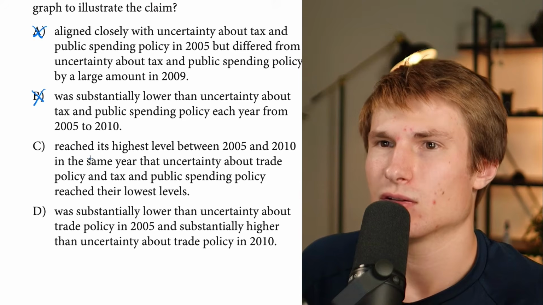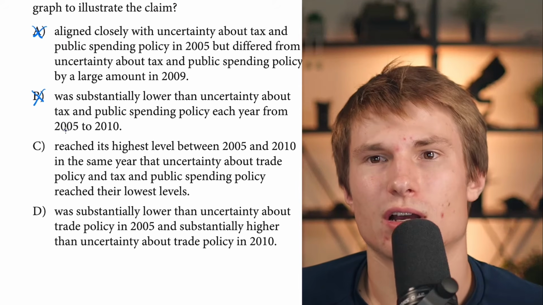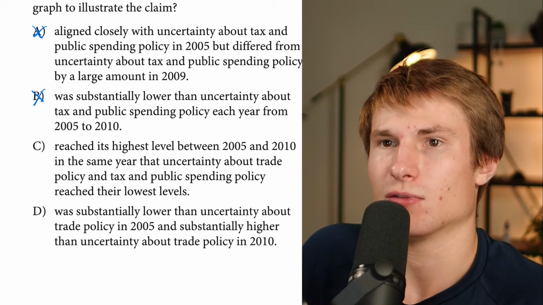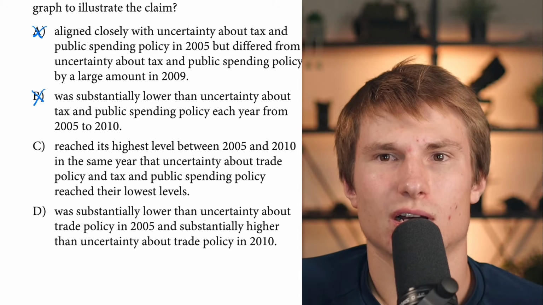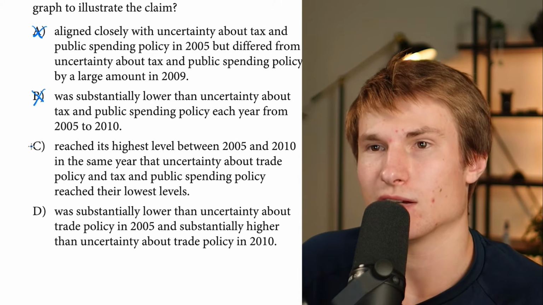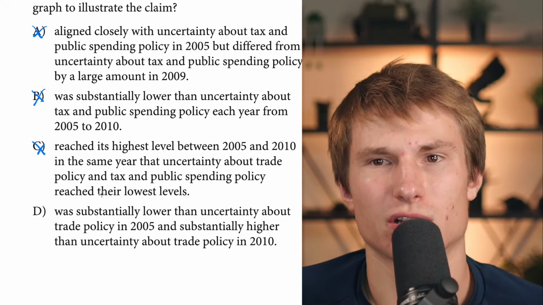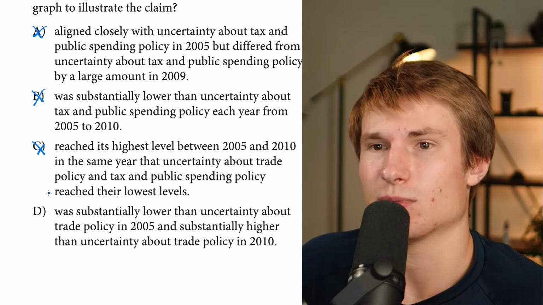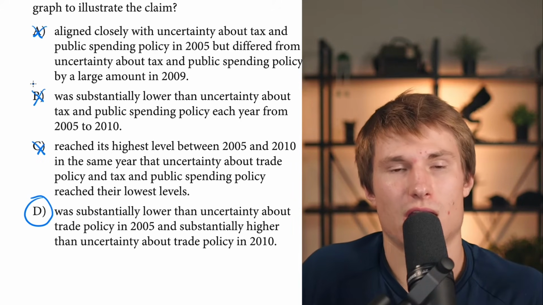If we take a look at C: reached its highest level between 2005 and 2010 in the same year that uncertainty about trade policy and tax and public spending policy reached their lowest levels. If we take a look at the graph, we see that that is also not true, so we can go ahead and get rid of C as well. If we take a look at D: was substantially lower than uncertainty about trade policy in 2005 and substantially higher than uncertainty about trade policy in 2010. That one is true according to the data, so D would have to be our answer. It's true according to the data, and it is illustrating the claim.